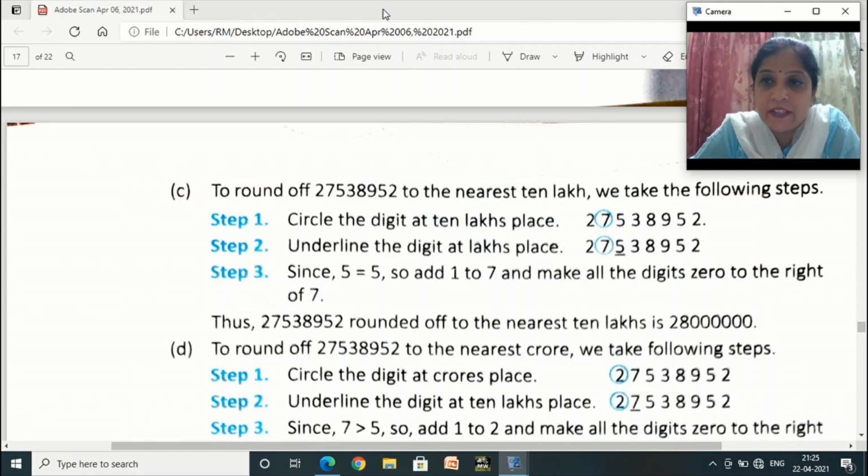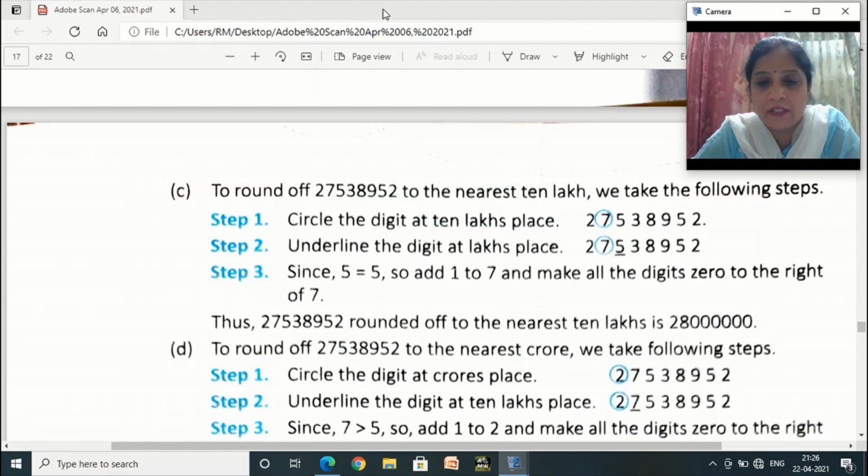Since 5 is equal to 5, whenever the digit at the lakhs place is greater than or equal to 5, we will add 1 to the 10 lakhs place and make the other digits 0. So 2 crore 75 lakh 38,952 will be rounded off to 2 crore 80 lakh. Now round off 2 crore 75 lakh 38,952 to the nearest crore. In the first step, we will circle the digit at the crores place.